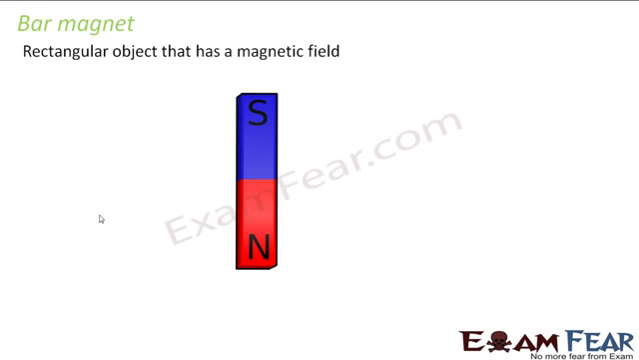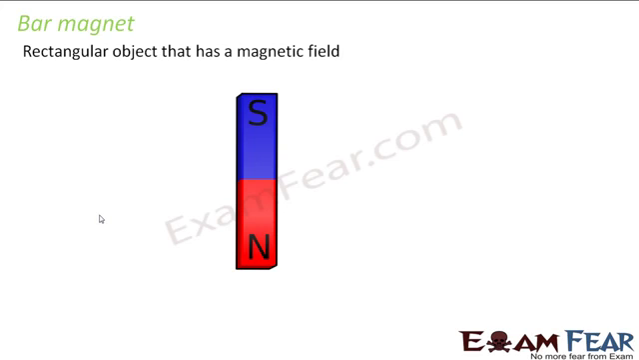So in this way, gradually people could discover something called a bar magnet. So what was a bar magnet? Now why are we studying this lesson? Why are we starting this lesson with a bar magnet, even though the lesson says magnetic effects of current?